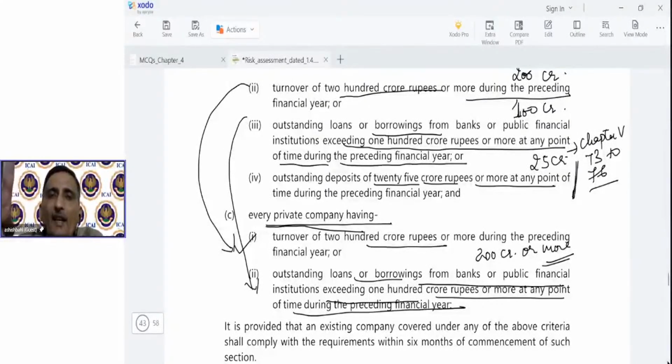So for private companies, there are two conditions. One condition relates to turnover and the second condition relates to loans or borrowings. So the threshold limit is the same as in case of unlisted public companies. Whereas in case of unlisted public companies, there are four conditions: number one, relating to the threshold of paid up capital; number two, relating to the threshold of turnover; number three, relating to the threshold of loans or borrowings; number four, relating to the threshold of deposits.